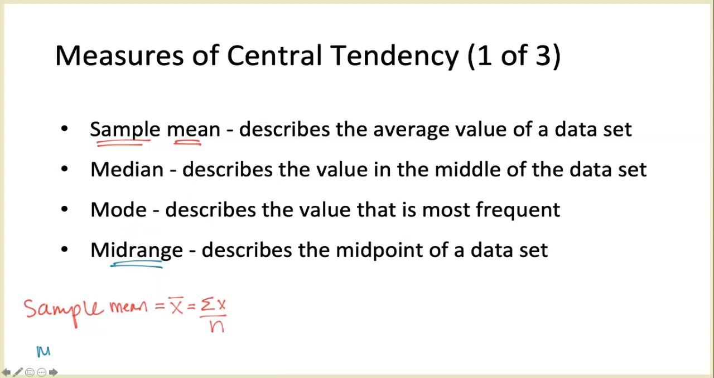For our mid-range, it's the midpoint. So it's the value in the middle of the two extreme numbers, the very largest number and the very smallest number. So to find the mid-range, we take the highest value plus the lowest value, and we divide that by 2. And so these four values help us describe what the center of the data set might be.